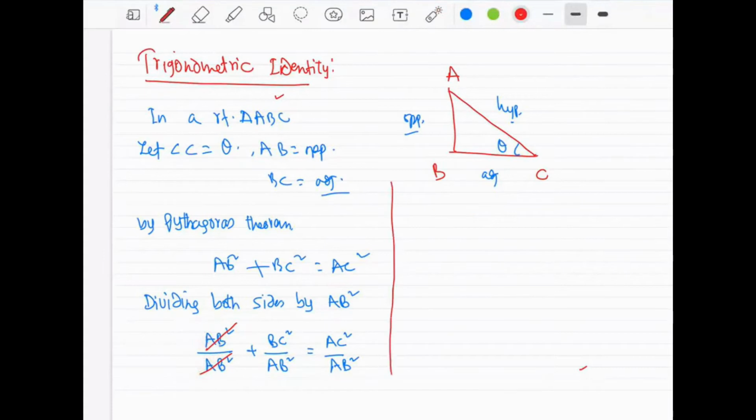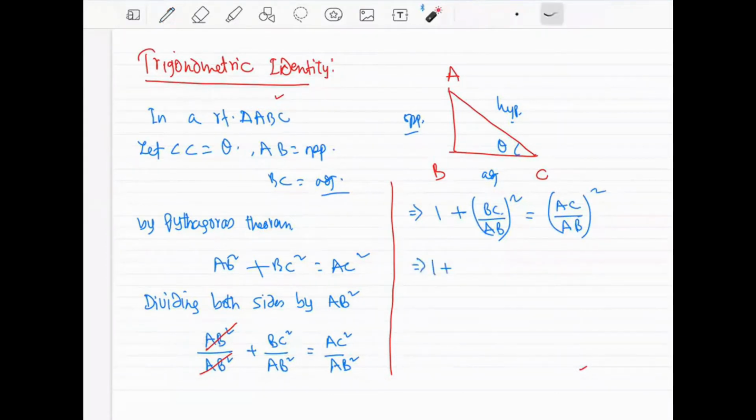So if I continue on the right hand part here, we will have 1 plus, I'm writing the square together like this. Same thing for the right hand side. Now let's write them in terms of opposite, adjacent, hypotenuse. So 1 plus, what is BC? Look, if you look from the figure, BC is the adjacent, AC is the hypotenuse, AB is the opposite. So just write them down. BC is adjacent by AB is what? Opposite. Whole square is equal to AC by AB. What is AC? AC is hypotenuse divided by AB, which is opposite. Whole square.